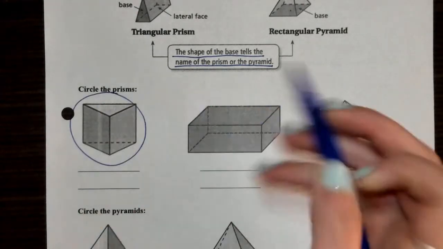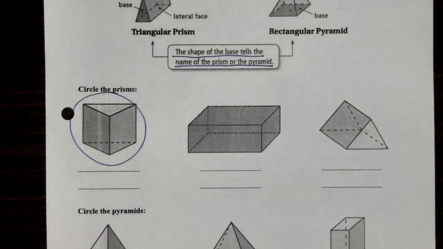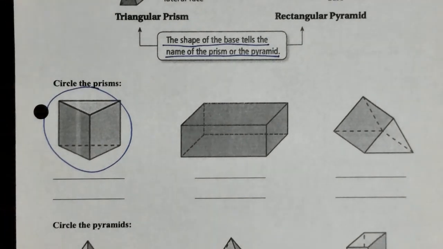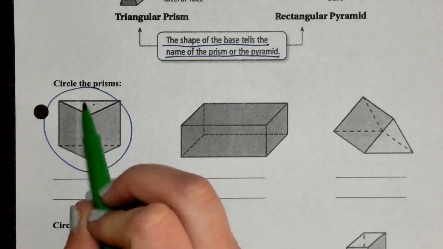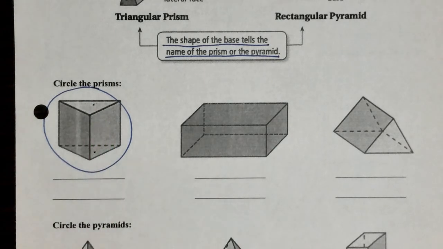How'd you know it was a prism? Because the base is a triangle. Well, that doesn't necessarily make it a prism. What makes a prism, Lindy? They have identical bases. It has two identical bases, so it has the top and the bottom. They are both triangle bases.